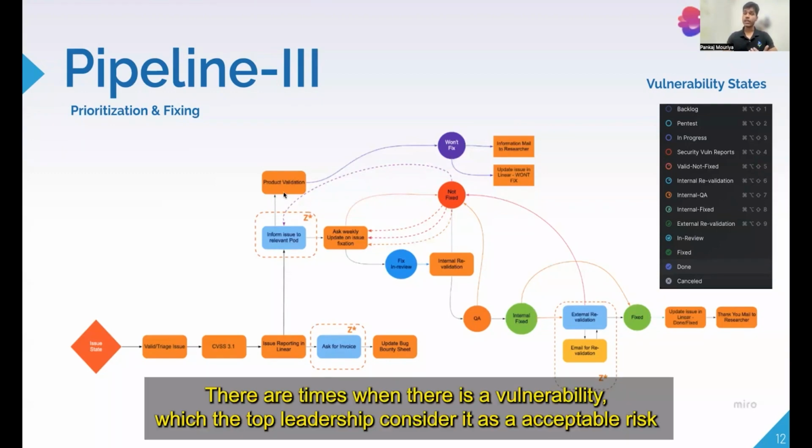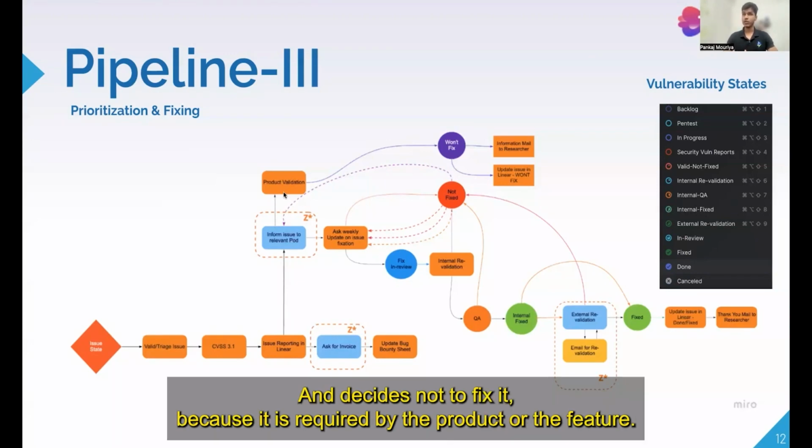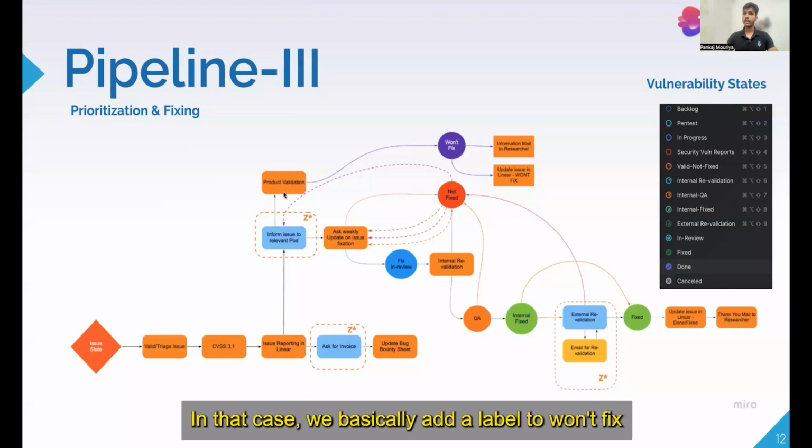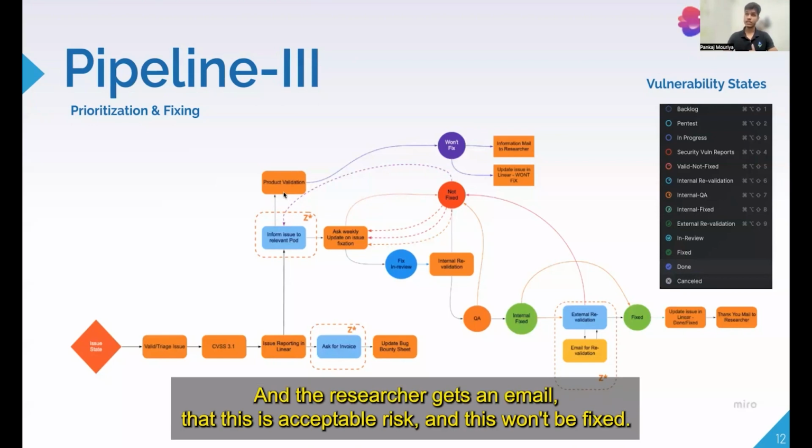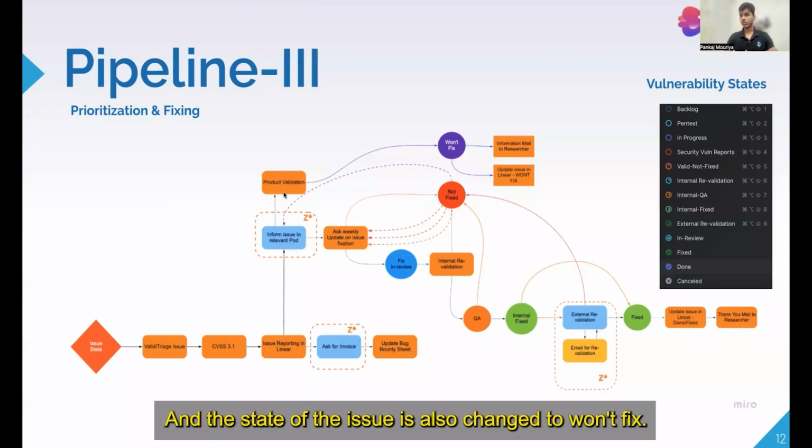There are times when there is a vulnerability which the top leadership considers an acceptable risk and decides not to fix because it is required by the product or the feature. In that case, we add a label, won't fix, and the researcher gets an email that this is an acceptable risk and this won't be fixed, and the state of the issue is also changed to won't fix.